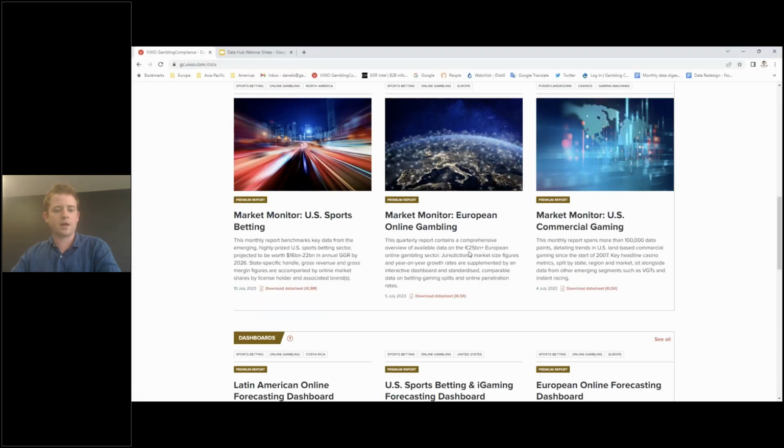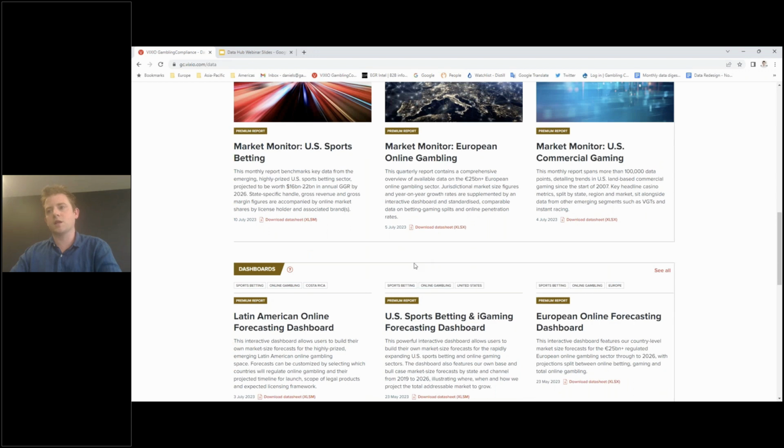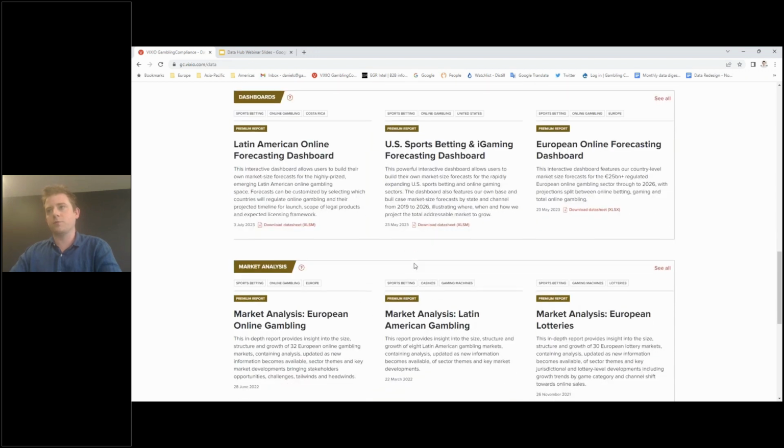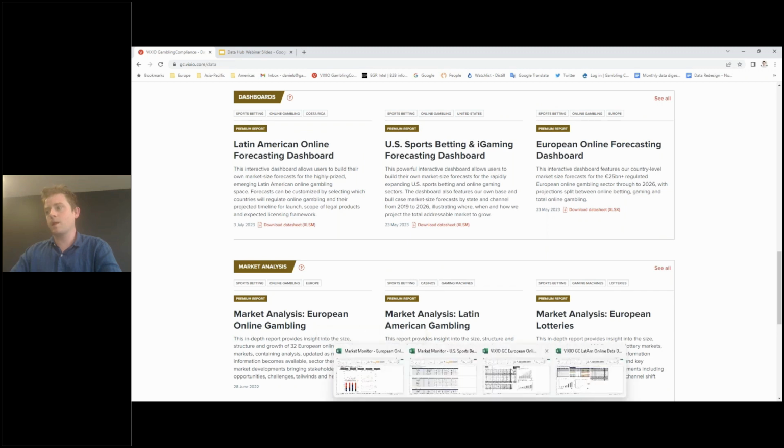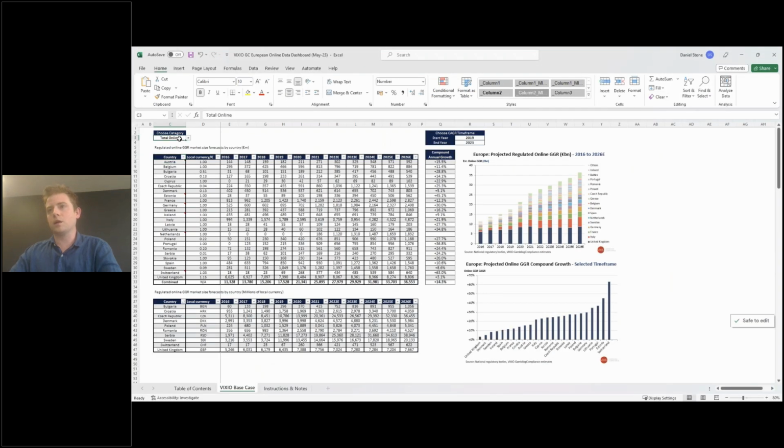So just navigate back to the platform here. That was an example of how we present verifiable backward-looking data. So we'll now switch our attention to forward-looking market size forecasts that we provide via our forecasting dashboard content pillar here. So I'll just bring up our latest forecasting dashboard that we published earlier this year for Europe.